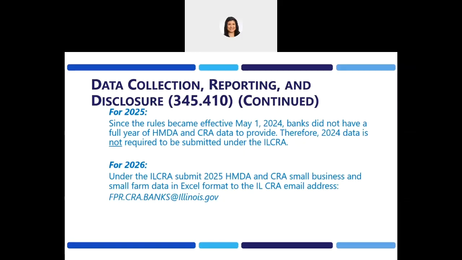For 2026, under the Illinois CRA, submit 2025 HMDA and CRA small business and small farm data in Excel format to the Illinois CRA email address, which is fpr.cra.banks@illinois.gov.